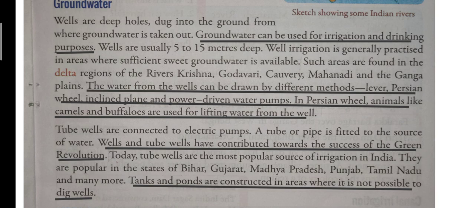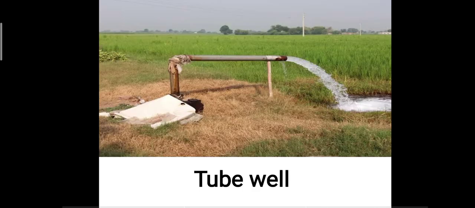So now I will show you how a tube well looks. So this is a tube well, children. As you can see, it is like a pipe through which the water is coming out, and then the water will be used to water the field. So this is a tube well.